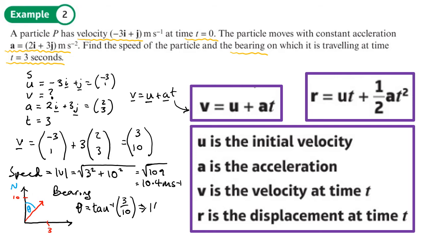So 16.7 degrees. Okay, so where's our final answers? There's our speed, and here is our bearing. Oh, bearings. We should have a 0 at the front, shouldn't we? 0, 1, 6 or 016.7.